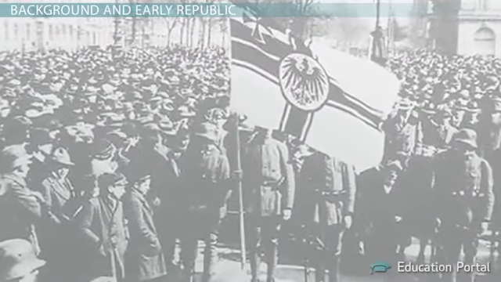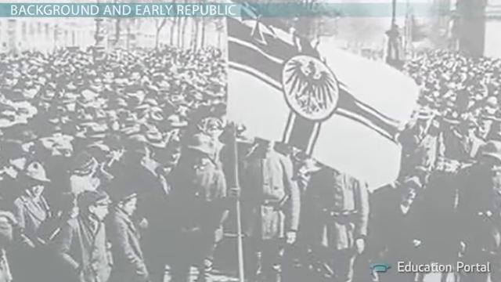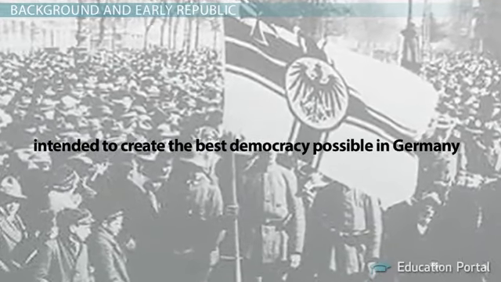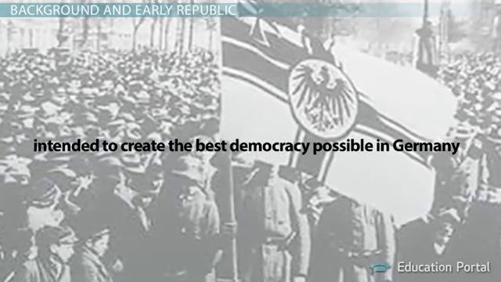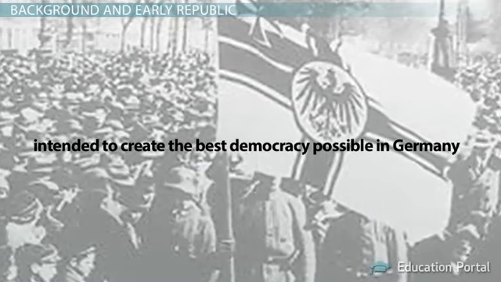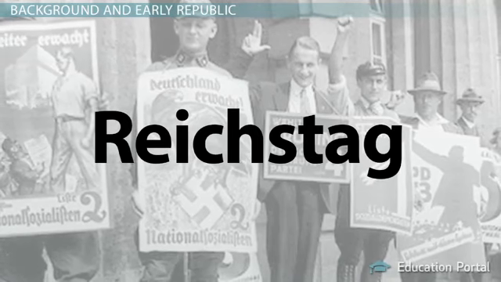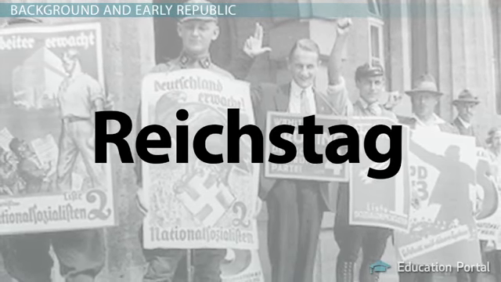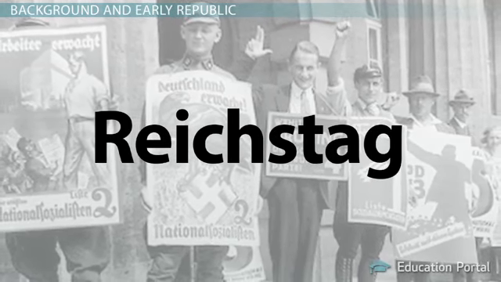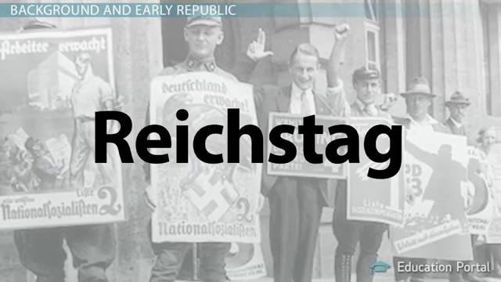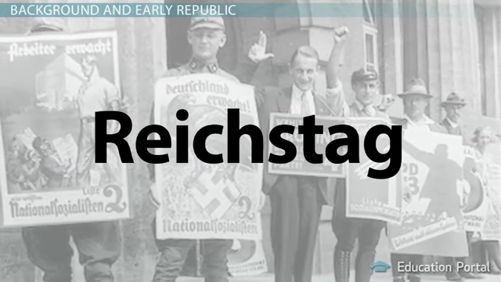The institutions of the Weimar Republic in 1919 intended to create the best democracy possible in Germany. It gave both men and women over the age of 20 the right to vote on a president and a representative assembly named the Reichstag. Unfortunately, the nature of the voting system made the Reichstag home to an enormous number of political parties and platforms, and very little could actually be achieved as a result.